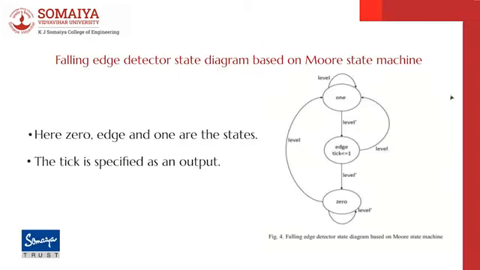Okay, so here we have a falling edge detector state diagram based on the Moore state machine. We have 0, edge and 1 as the states. The level is given as input, where level is equal to 1 and level is equal to 0. The tick is specified as the output. When the input is low in state 1, then the falling edge occurs and output tick becomes 1. And then the FSM state changes to edge. Okay, so this was the working of this particular diagram. Next, we move on to the next slide.